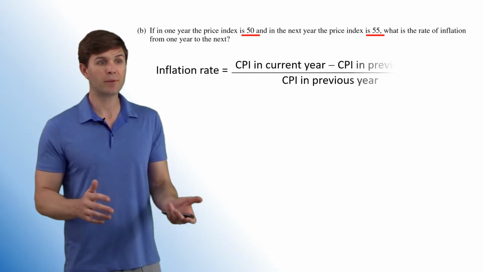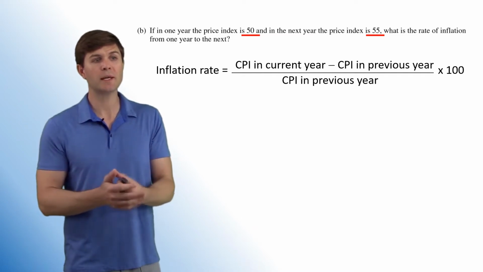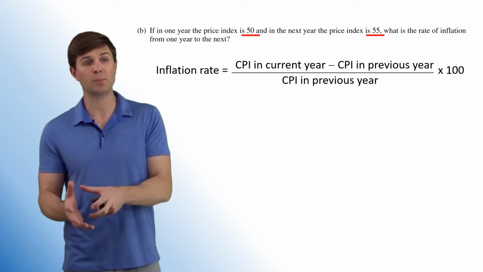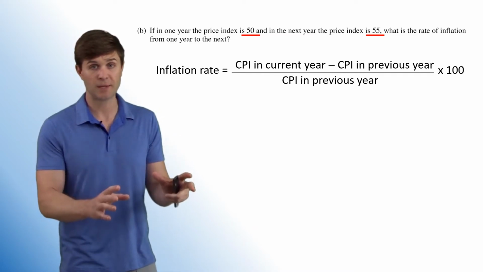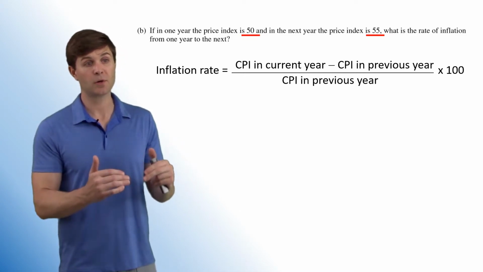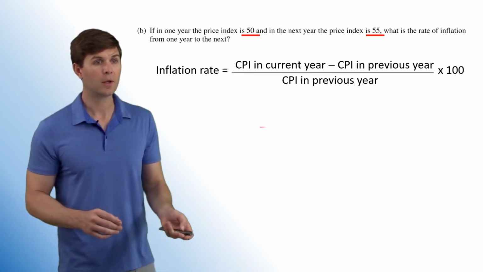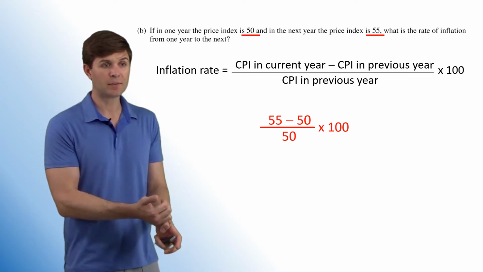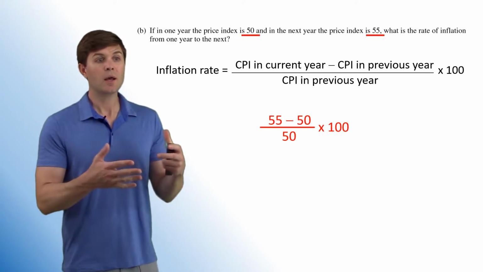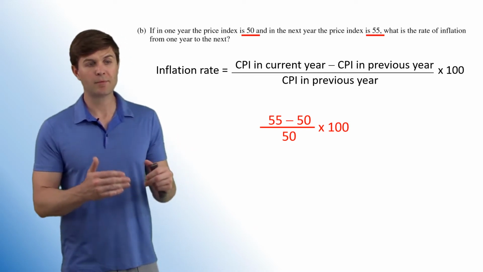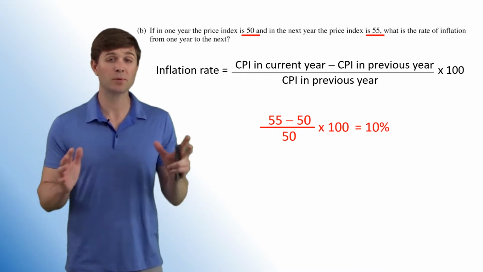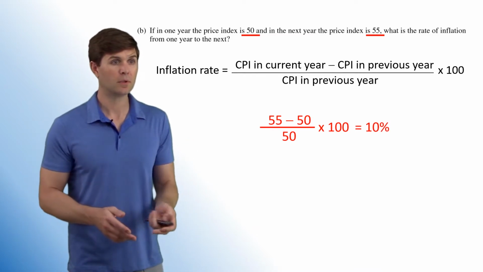Now, to get our rate of inflation, we need to get our CPI in the current year minus our previous year, or the change in CPI divided by the earlier year or the previous year, times 100. All right, so we take that. 55 is the later year, 50 is the earlier year, divided by 50, so 5 divided by 50 times 100 ends up being 10% inflation.